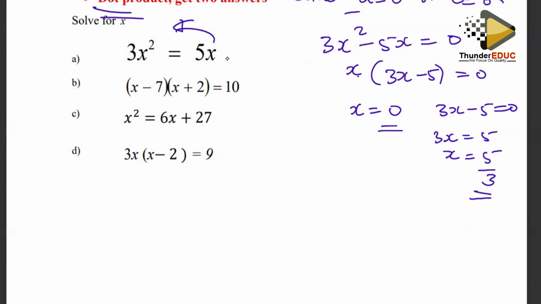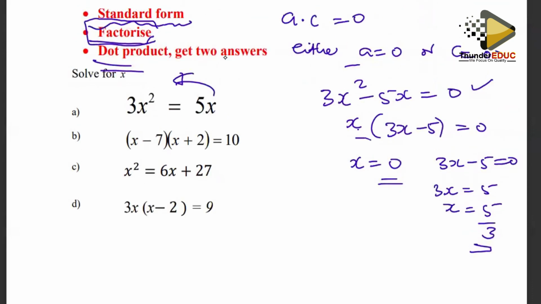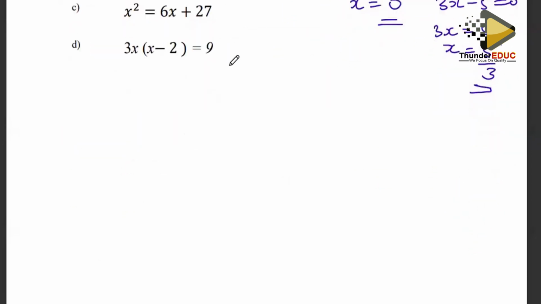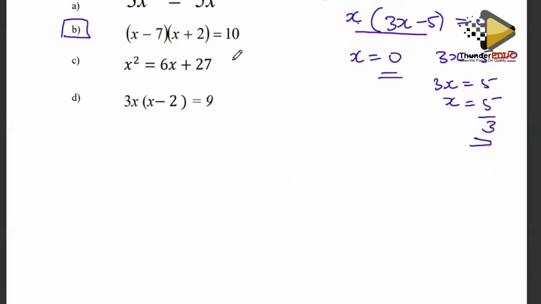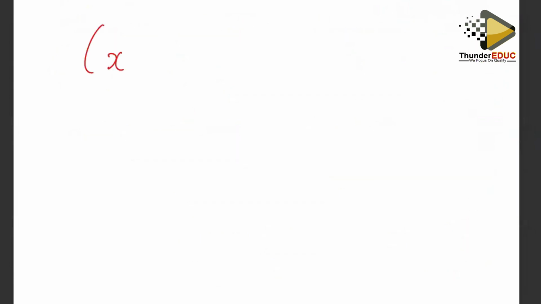So we've applied the steps. This is the standard format. Now the factorization, and then the dot product. And then we get our answers. All right, then part B. Part B. Wow. What a question in part B. So serious. So serious. So we have x minus 7, x plus 2 is equal to 10.